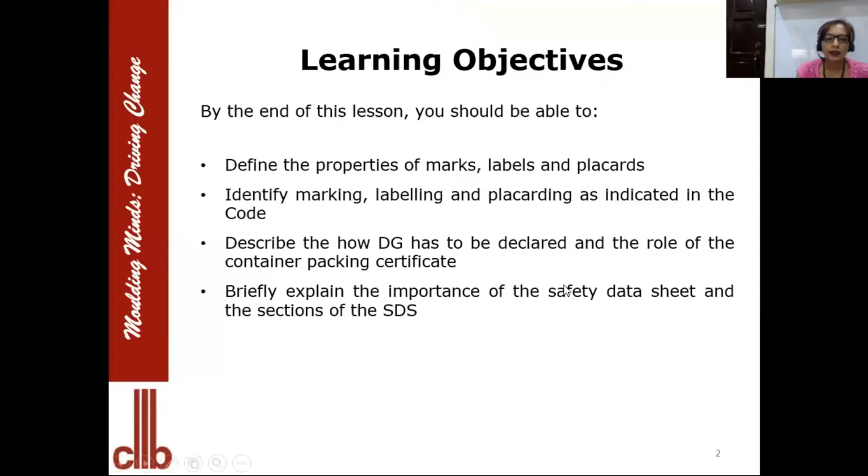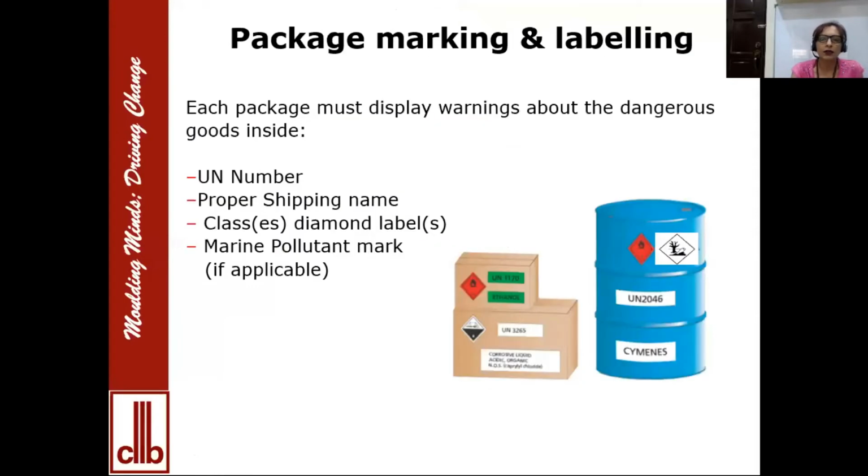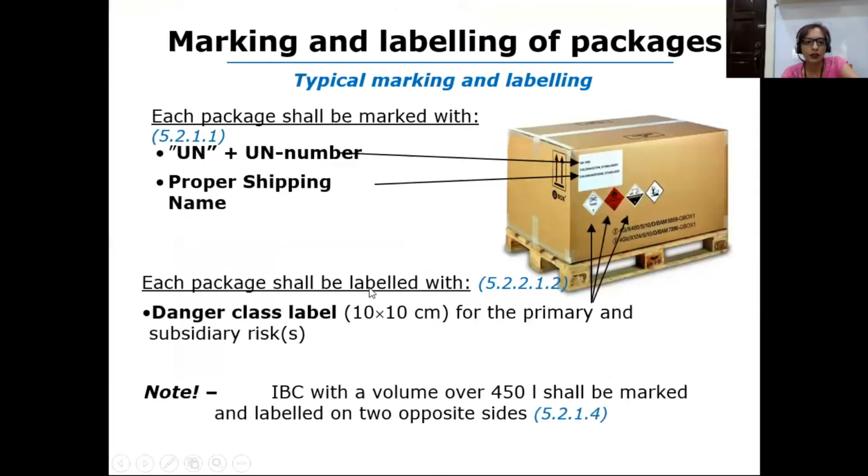So we begin with marks and labels on packages, where the code prescribes what needs to be marked on a package. When we look at what is required in terms of marking a package, we have to indicate the UN number and the PSN of the substance, and the code also prescribes that the UN number and the PSN are indicated clearly, and the code also prescribes the size.